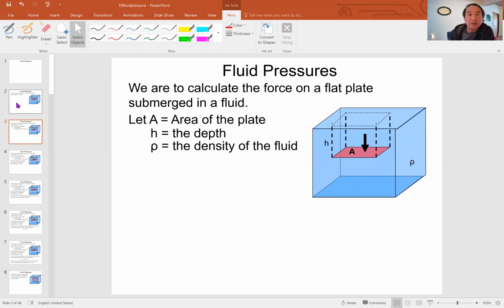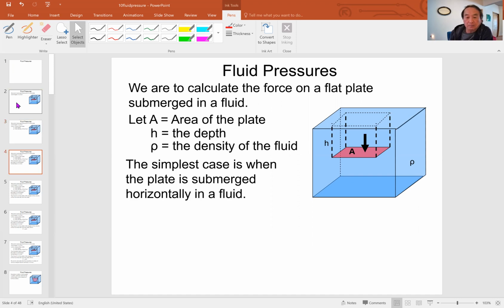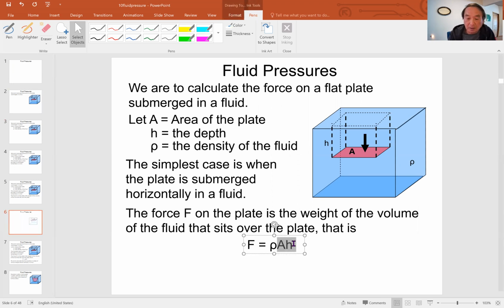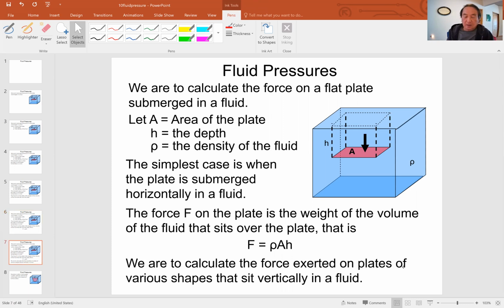Suppose A is the area of the plate and H is the depth it's in. So rho is the density of the fluid. Then the force on the plate is going to be the water it carries on top of it. That's going to be density times the volume. In particular, this part, area times height, is the volume of the cube, and then you multiply by the density of that fluid, water.